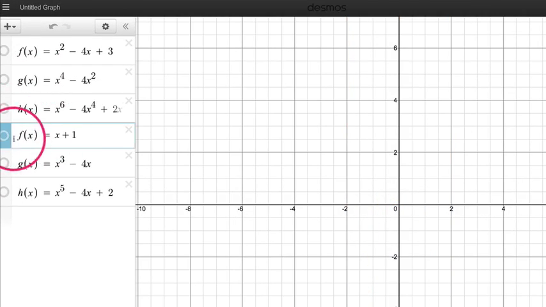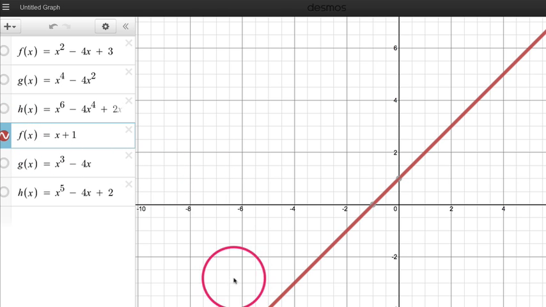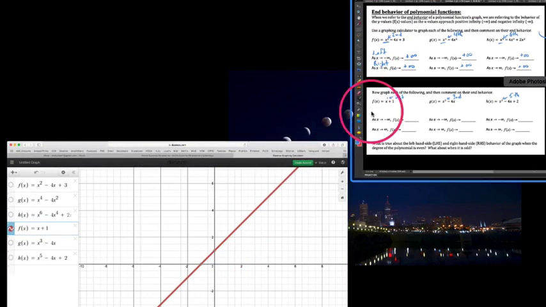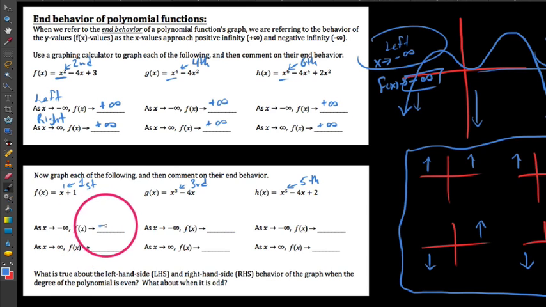Our first graph is x plus 1. Well, that's just y equals mx plus b. It's got a y-intercept of 1, a slope of 1. But its end behavior is that on the right side, as our x values go to positive infinity, our y values are going to positive infinity. But on the left side, as x goes to negative infinity, those x values are giving us more and more negative y values. So our y values are decreasing on the left side. So we would say on the left side of this graph, our y values are going to negative infinity, but on the right side, our y values are going to positive infinity.